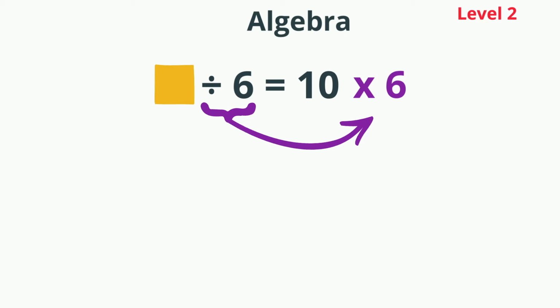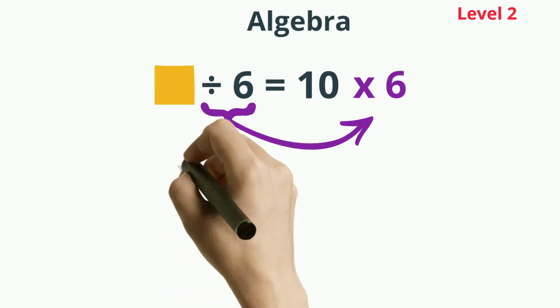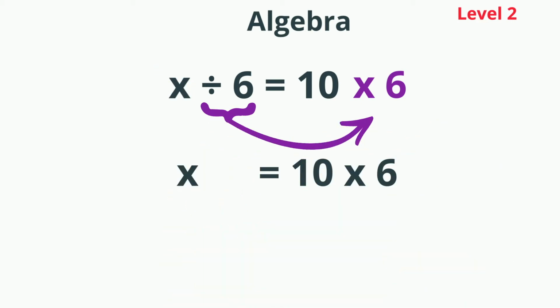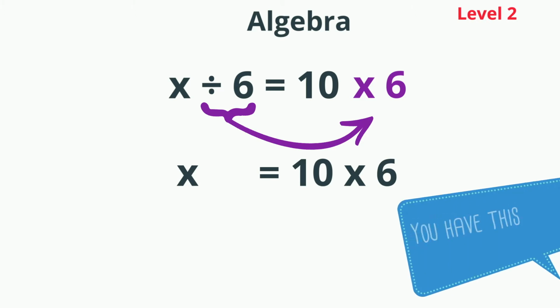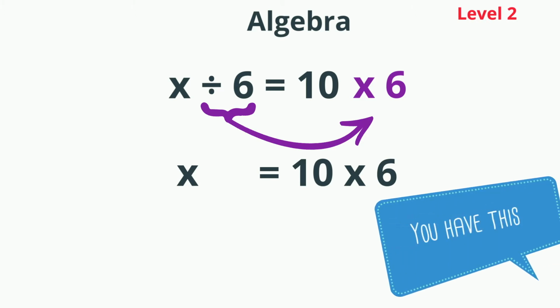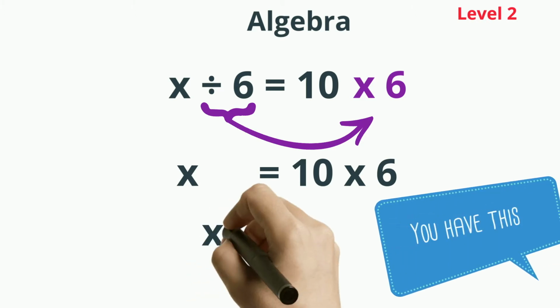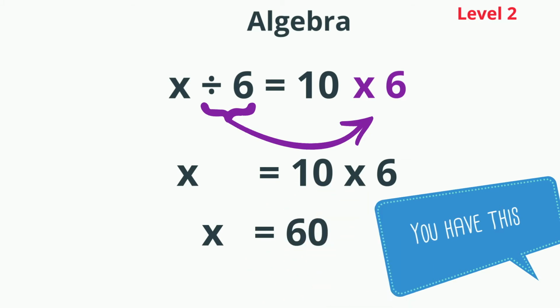Now let's have a look at our question. We have x equals 10 multiplied by 6. Much easier to work out. For this one, our answer is x equals 60. And if we just think of the very first question, we can put that 60 in place of x and see does it work. 60 divided by 6 equals 10. Perfect. Let's have a look at one more.